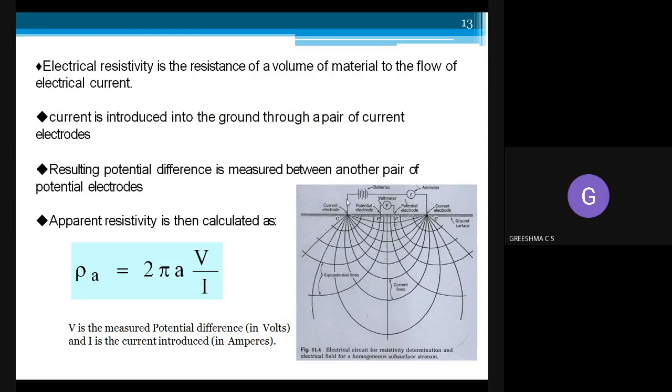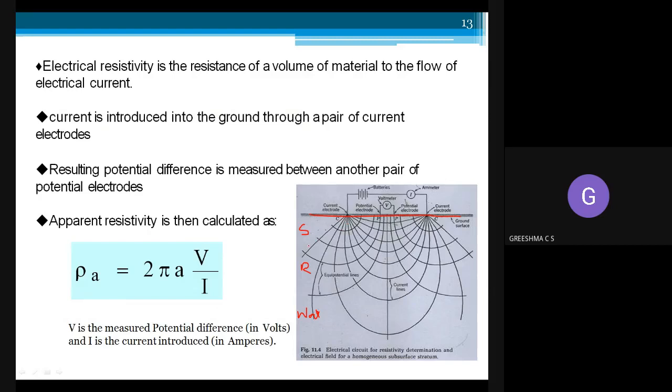Suppose there is sand below the earth surface. This is the earth surface, and you are passing current through it. Maybe here you can see some sand, here some rock, here some water table. So when you allow the current to pass, what will happen?